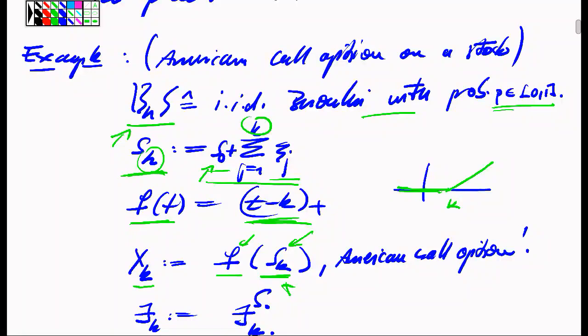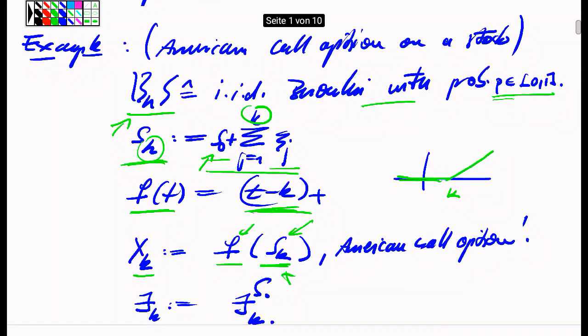And by an American option, we want to understand that someone who owns this privilege, or who owns a certain contract, is entitled to claim this amount f applied to S_k at any time k of his or her choosing.